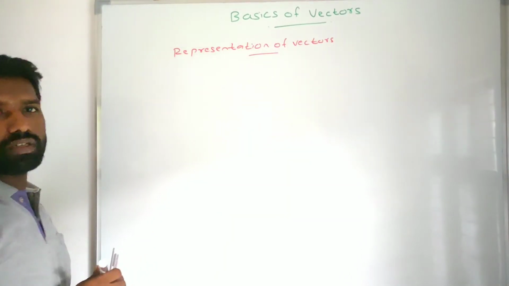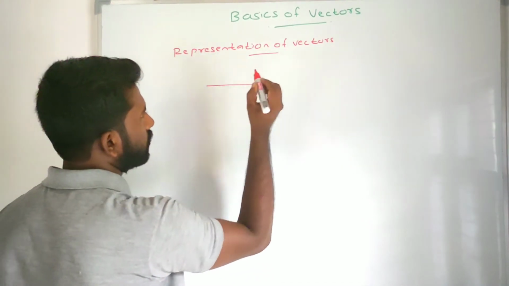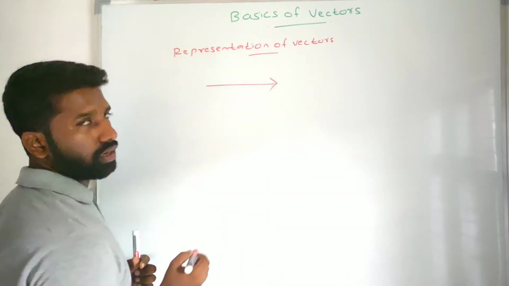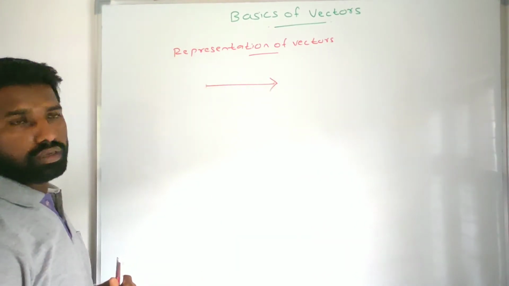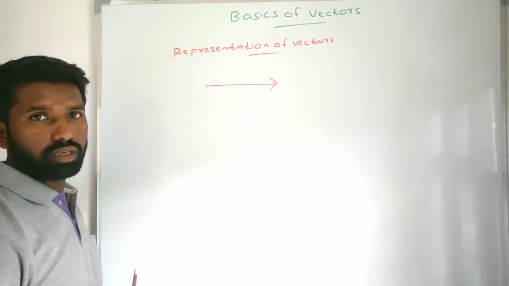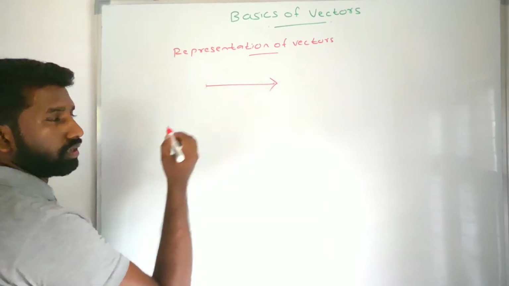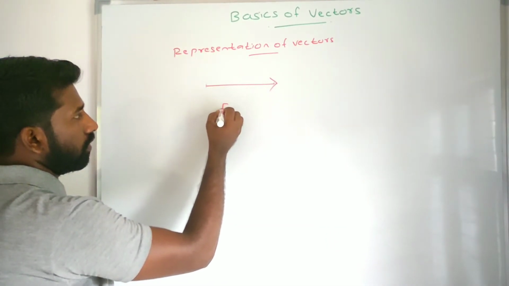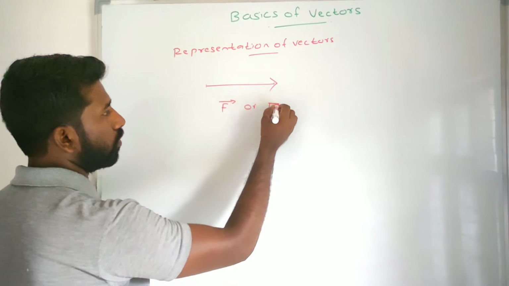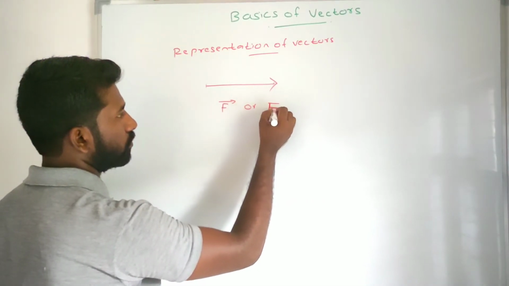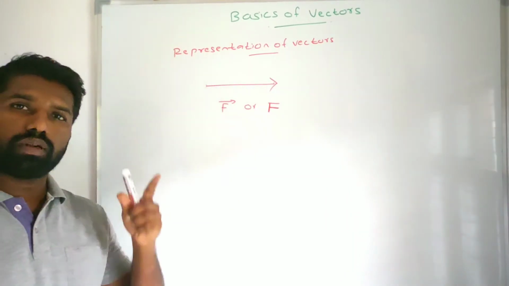A vector is represented by a straight line with an arrow. That means like this we can represent a straight line with an arrow. So the length of the straight line gives the magnitude and the arrowhead gives the direction. We can denote a vector quantity by a variable with an arrowhead over it, or we can use a bolded symbol like this. This is a force vector. This way we can denote a vector and this way we can represent a vector.